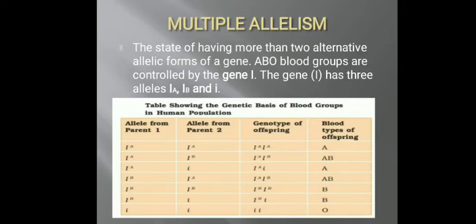First case, you can see IA IA, we get A blood group. IA IB, AB blood group. IA small i, this is also A blood group because small i is the recessive, and both IA and IB are dominant. And next we get IB IA, this is also AB blood group. IB IB is B blood group, IB small i is B blood group, and if both are homozygous recessive, then you get O blood group.